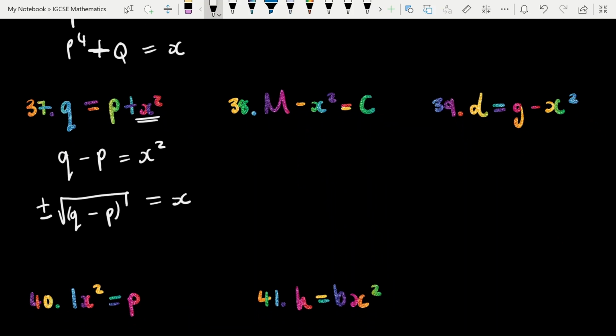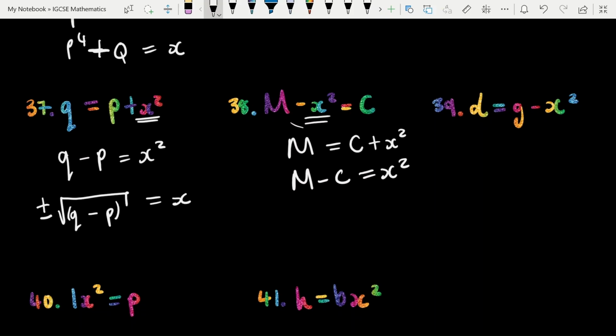m minus x squared is equal to c. Now my x squared is negative. I can't make it the subject when it's negative. It has to go to the other side to become positive first. So m will be equal to c plus x squared. Now that it's positive, I can make x the subject. How? By taking c to the other side first. So m minus c is equal to x squared.